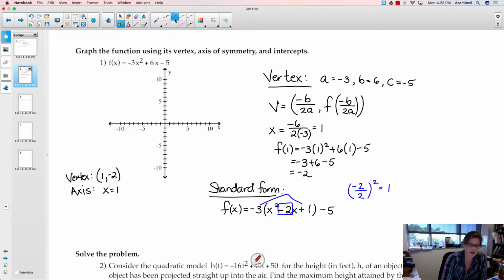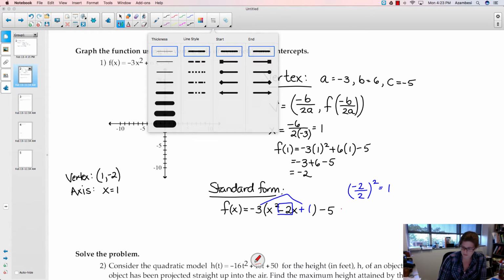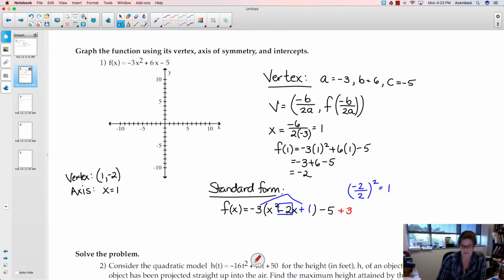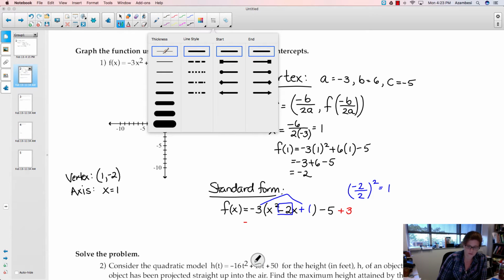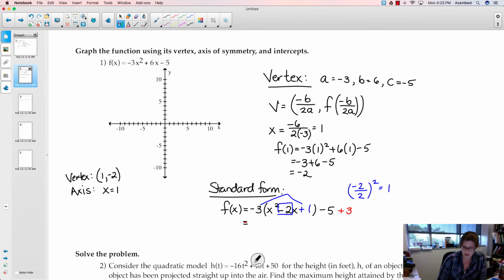So what I'm going to add on the back is plus 3. Looking at this, I get -3, and the factor itself is forced. So what I have on the inside of the parenthesis is -1. So I have x minus 1 squared and minus 2.